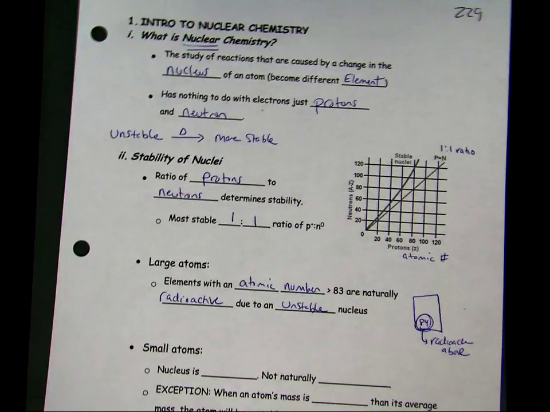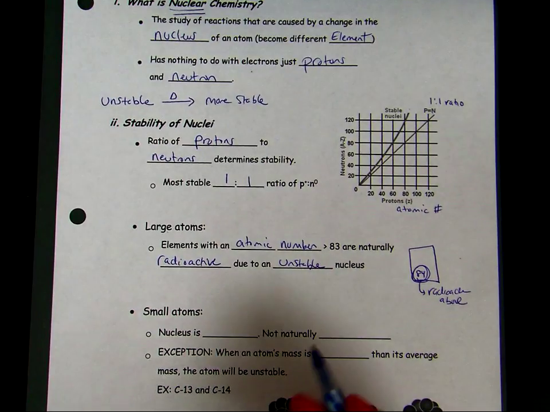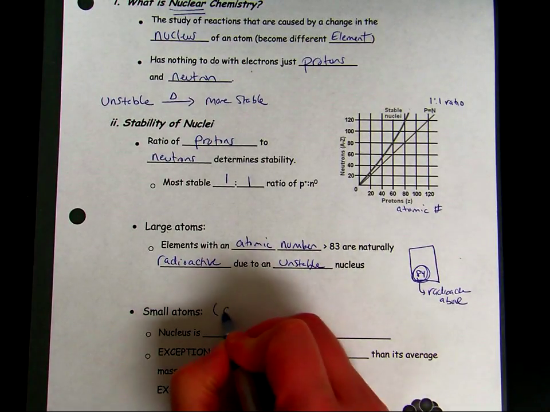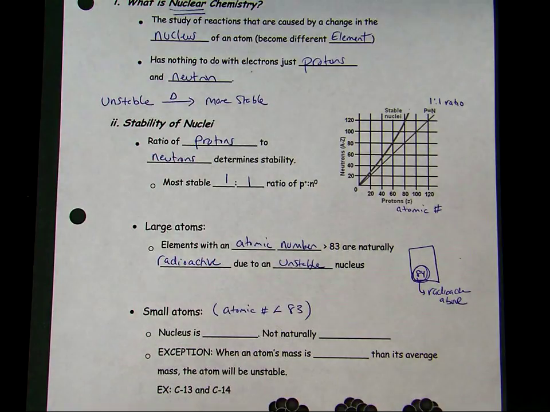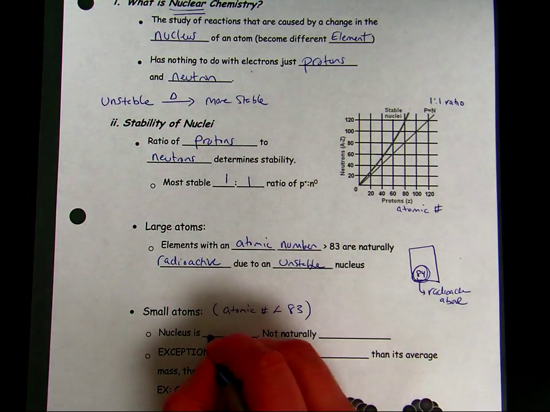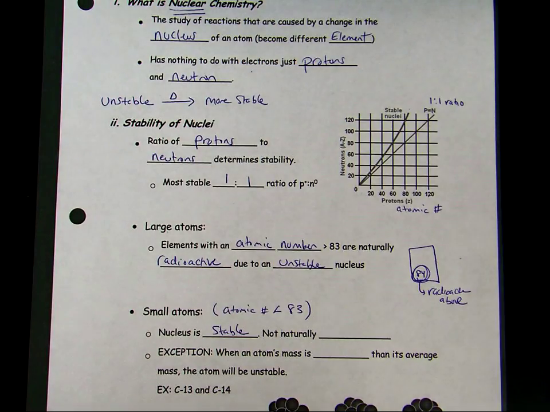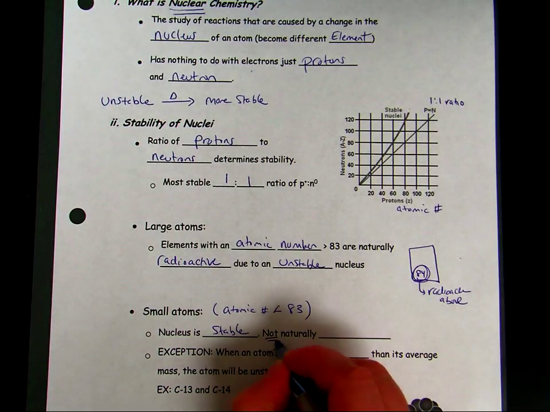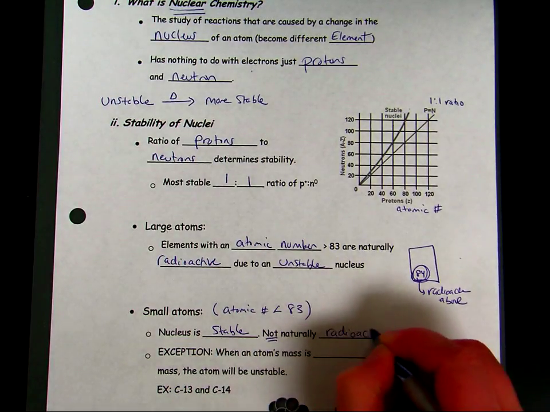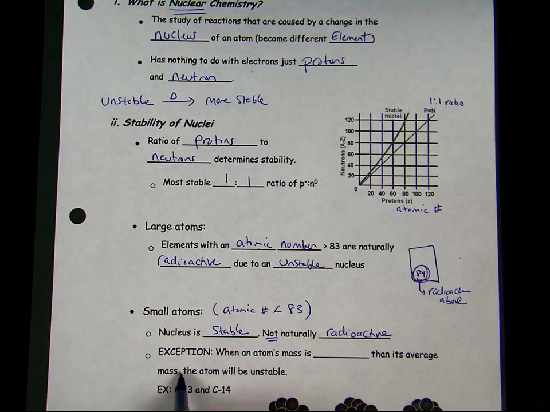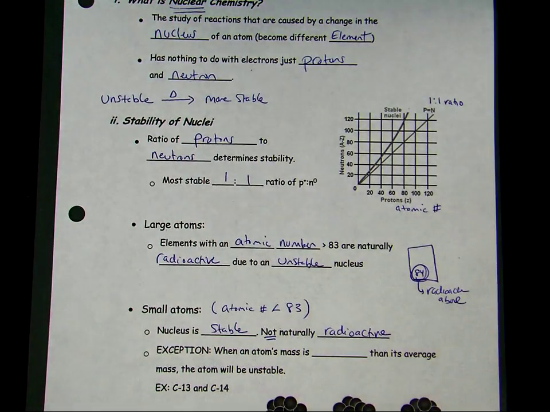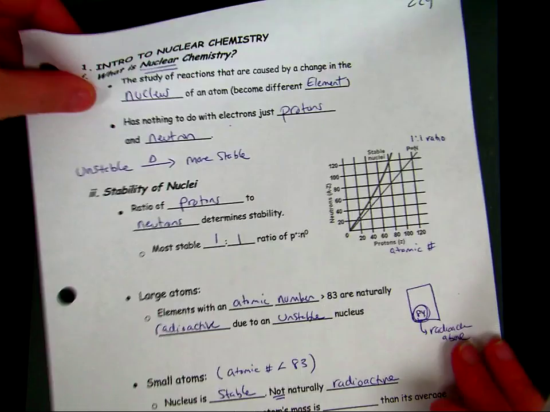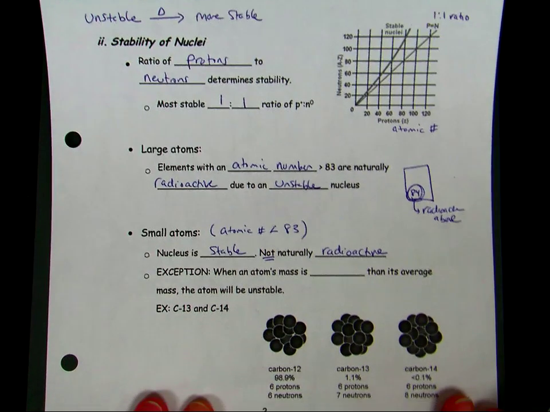Okay, so now smaller atoms, atomic numbers less than 83, so we'll just write atomic number is considered less than 83. The nucleuses tend to be stable, and so the most common isotope is not naturally radioactive.